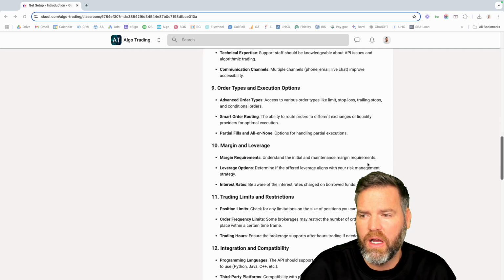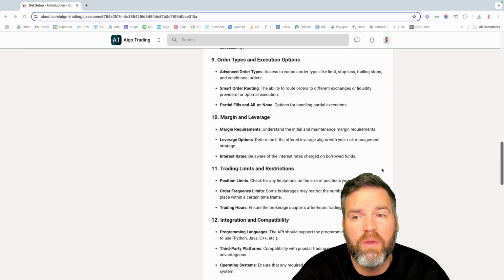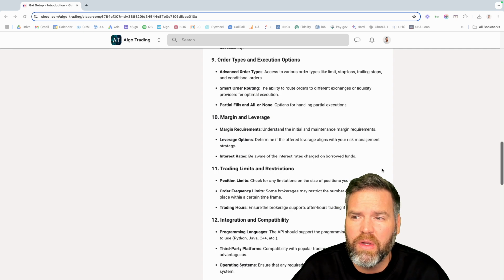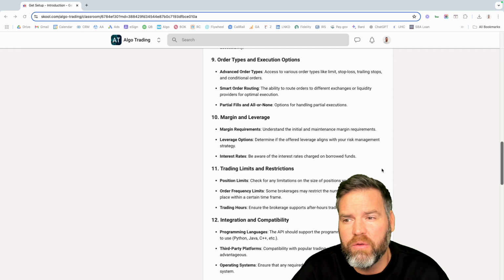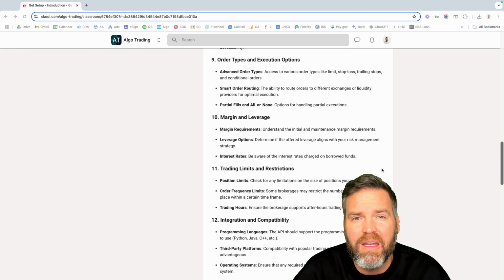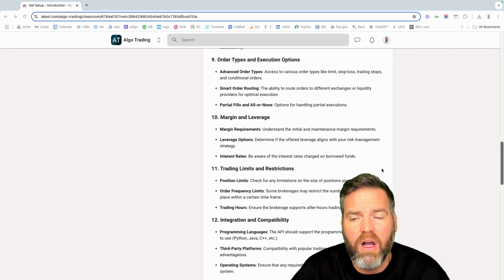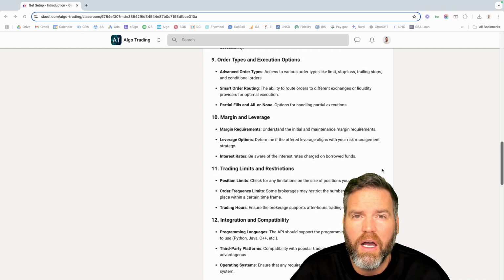Margin and leverage. I think it's really important to know the costs associated with any margin or leverage that you're using. Understand the initial and maintenance margin requirements. Also, that's really important for pattern day traders and futures traders, understanding the initial and maintenance margins that are required to be able to trade certain instruments. But then also, when you're using margin, what are your costs on that margin? And then obviously be aware of interest rates charged on borrowed funds.